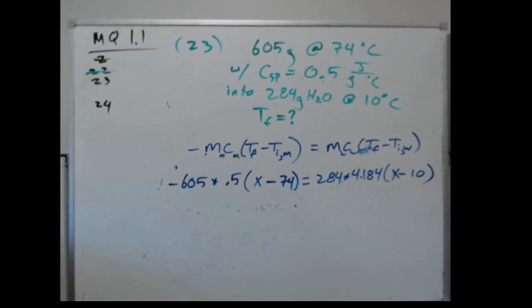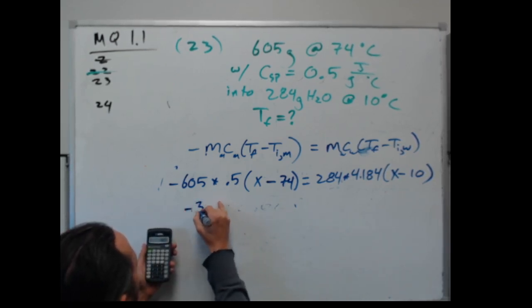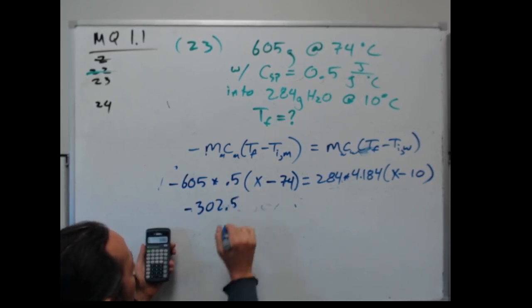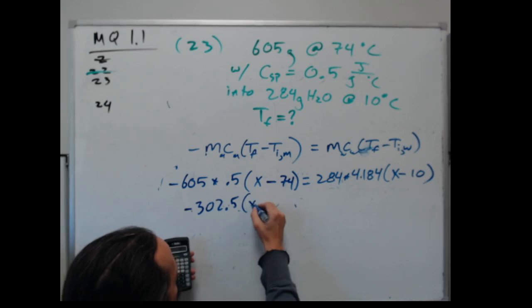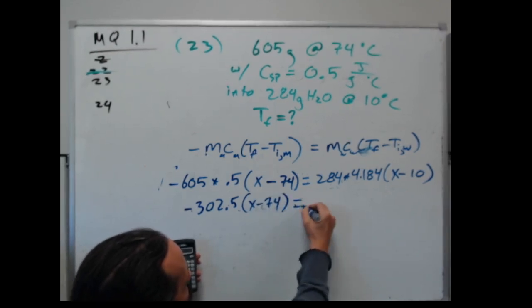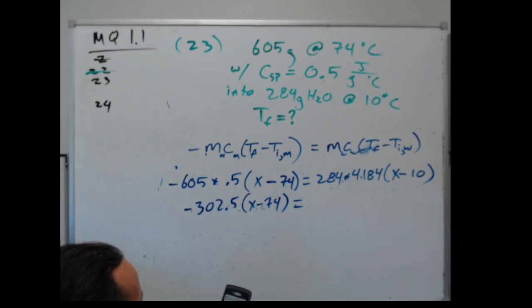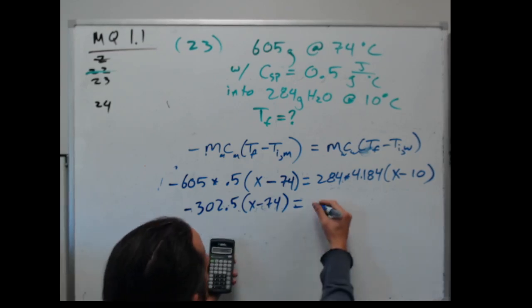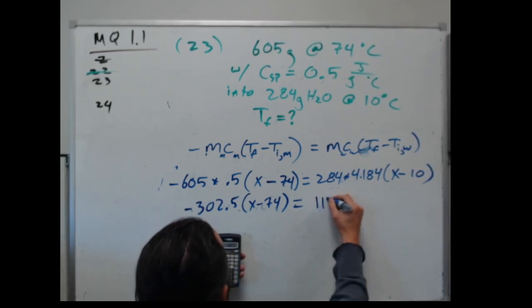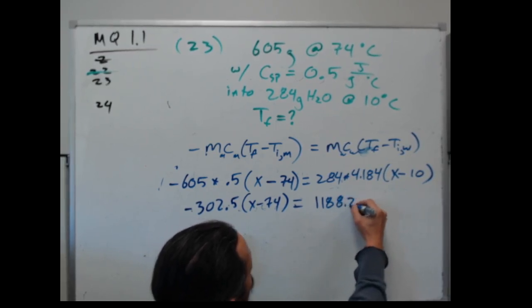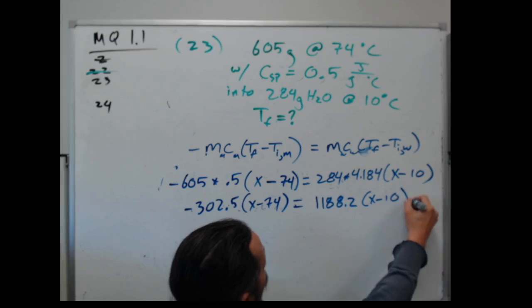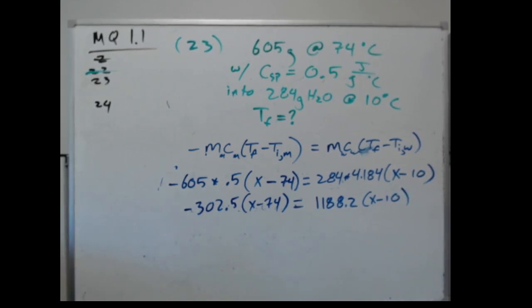Okay, so now we can go ahead and solve. Again, I'm going to go through the math steps the way I like to do them. So I'm going to do 605 times 0.5. That's negative 302.5 times x minus 74 is equal to, this is just going to give me 284 times 4.184. Oh, so much bigger. This is insane. 1188.2 times x minus 10.